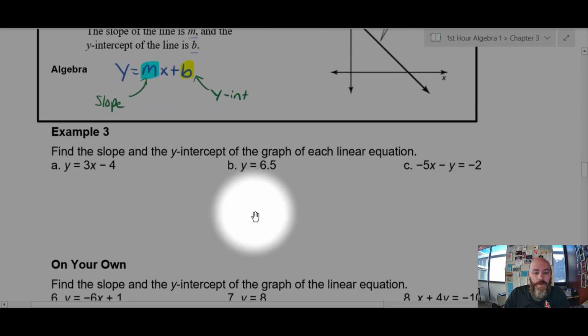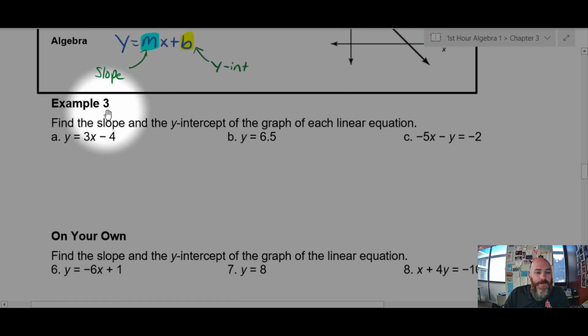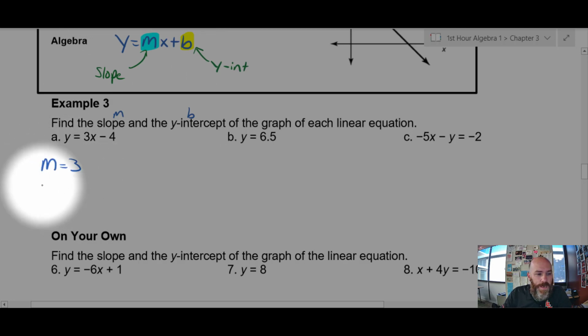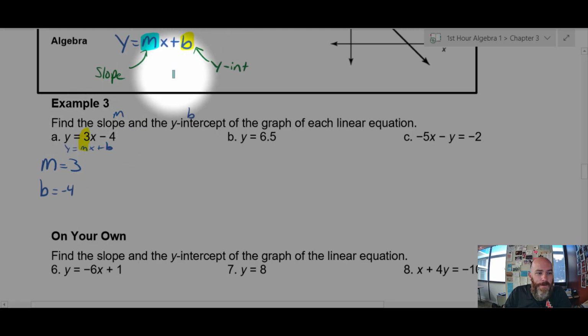So example 3, this will be pretty quick and easy. Identify the slope and the y-intercept. Remember, the slope is the m, the y-intercept is the b. So whatever's multiplying the x is your slope. So here I'm going to say my slope is 3 and my b is -4. I know that because y equals mx plus b, and notice my 3 is where my m is, and my -4 is where the b is supposed to be.